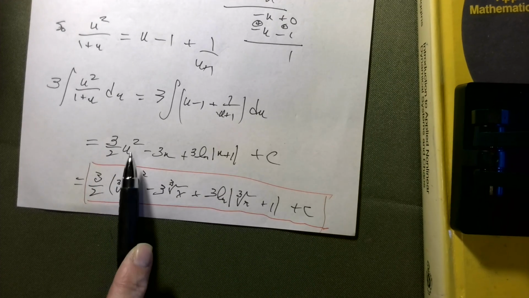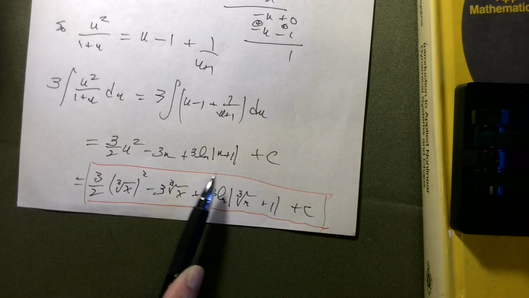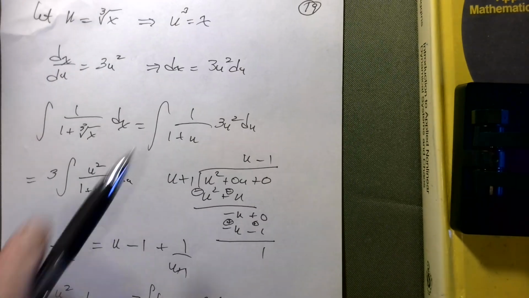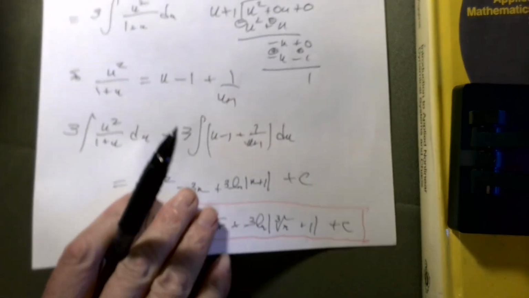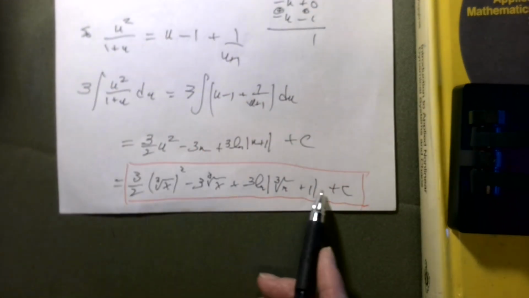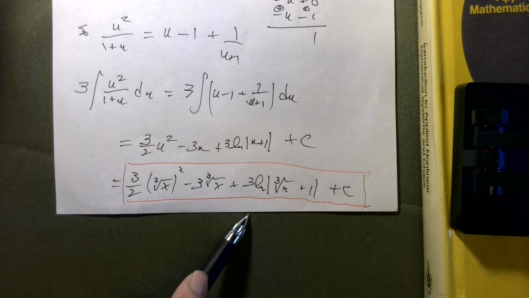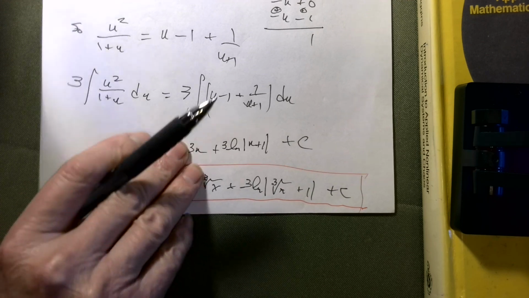And we now have to go back to what? These are u's, but we originally had x's. So now you have to take your u and back substitute so that you have x's. And here's your final answer. You could try to do something with these, but just please leave it alone.